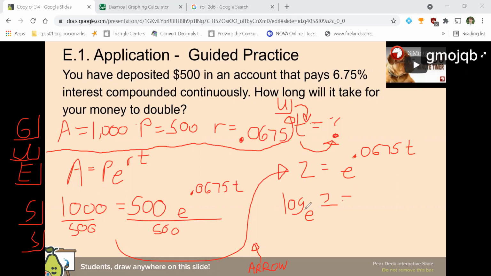2 equals the power 0.0675t. That's the key part, really, that step right there. Rewrite it as a log.